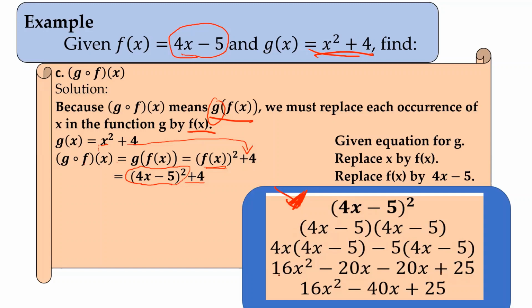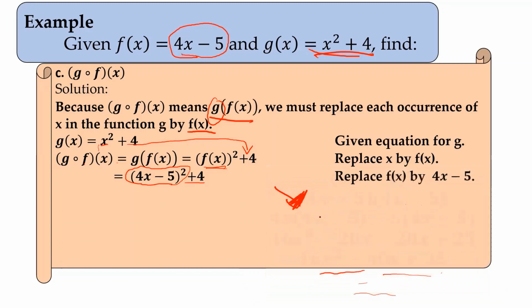So since yung 16x squared walang ibang may x squared, therefore bring down 16x squared here. All right? And then we can combine negative 20x and negative 20x. So that would give us negative 40x. And then bring down plus 25. That's why the final answer is 16x squared minus 40x plus 25. That would be 4x minus 5 squared.